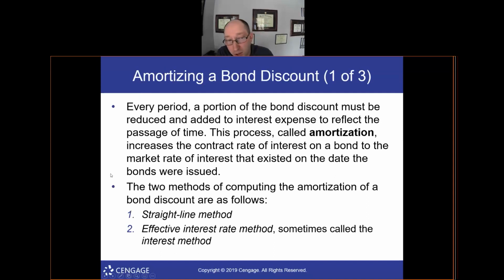And there's a couple of different ways of amortizing, and we're going to talk about that. Every period, a portion of the bond discount must be reduced and added to the interest expense to reflect the passage of time. Well, does that sound familiar? Do you all remember when we talked about depreciation? I'm sure you guys remember that. Wasn't that last week? Week before? I forget. The passage of time, right?